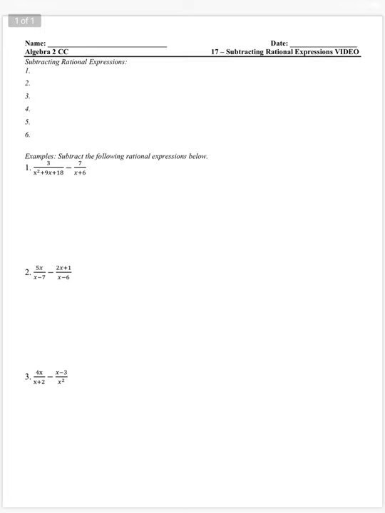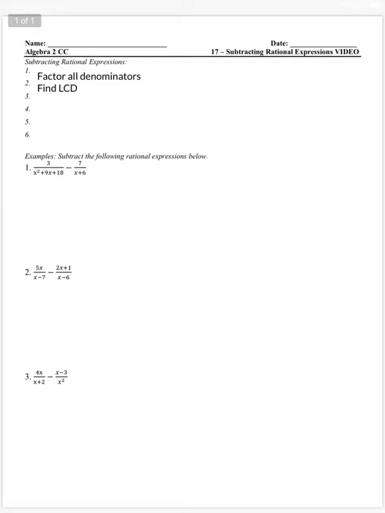Alright guys, so now we're going to move on to subtracting rational expressions. You'll notice that there's one more step than what we did the other day with adding, which you're going to see in a second. I think you probably already know. So first you're going to factor all denominators. Factor all denominators, then you're going to find the LCD.